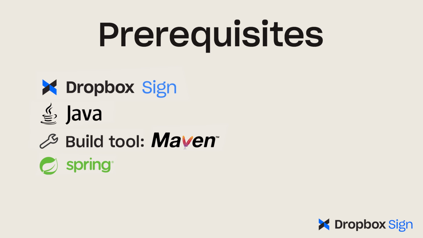If this is your first time using Spring Boot, you might want to check out the Spring Boot Getting Started docs linked in the description. Finally, you'll need ngrok or another tunneling service to receive event notifications from Dropbox Sign. All the links for these resources can be found in the video description.